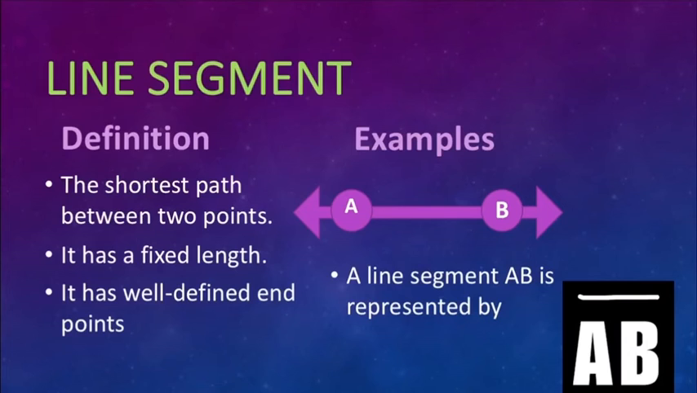The next is line segment. What is a line segment? The shortest path between 2 points. As you can see in the example, we have 2 points A and B, and the distance from point A to B is known as a line segment. It has a fixed length and well defined end points, and it cannot extend in any direction.